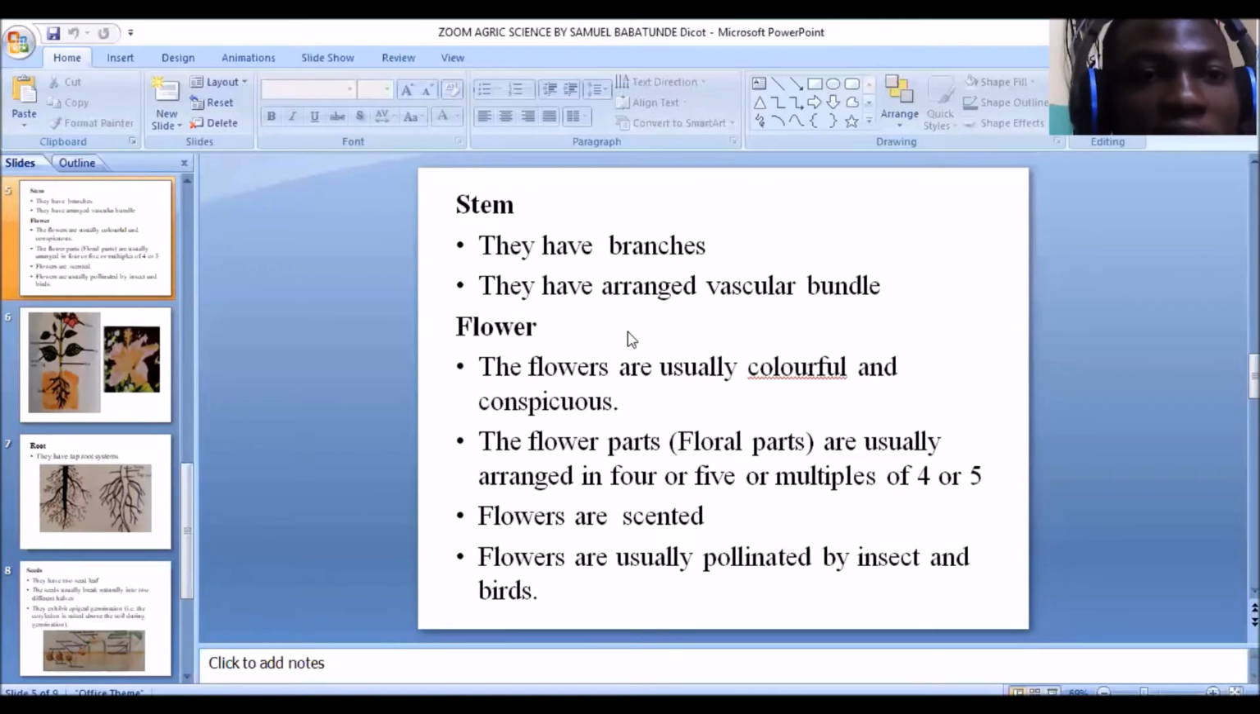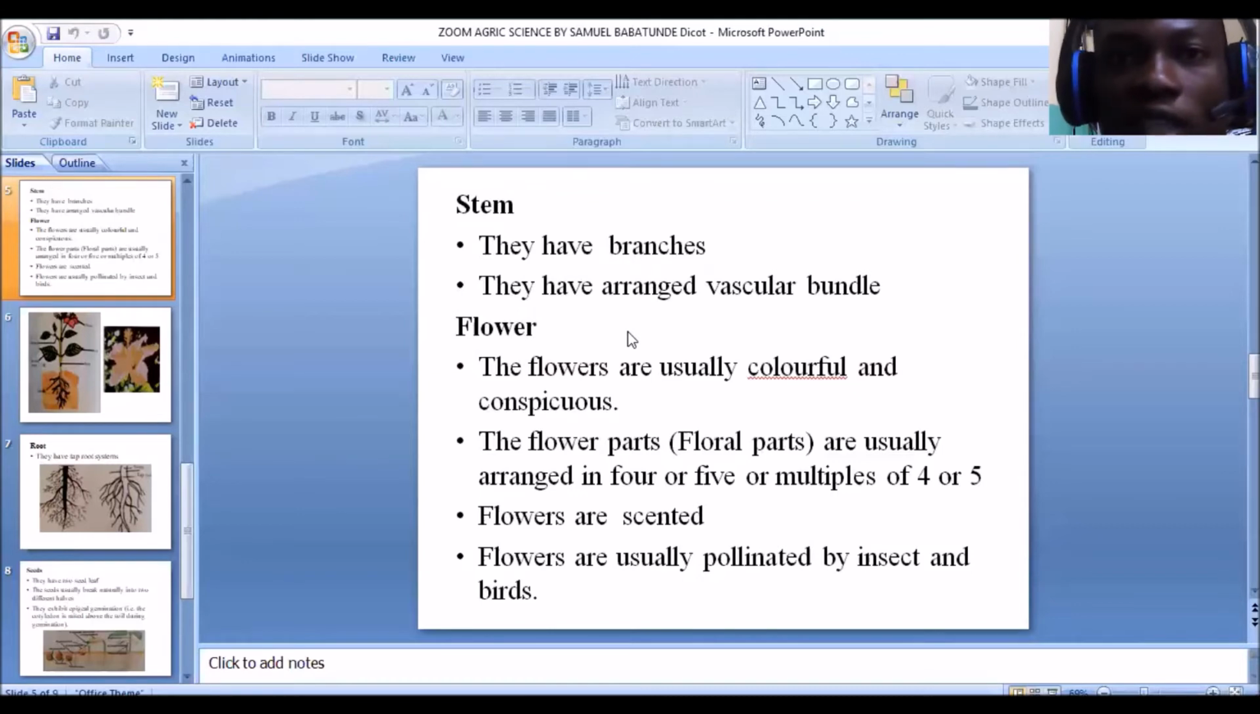Then the flower parts are usually arranged in what? In 4 or 5 or multiples of 4 or 5. But for the monocots, they are arranged in threes or multiples of three. And the flowers are scented. They have scent. They have aroma. The monocot flowers do not have scent, but the dicotyledonous flowers have scent.